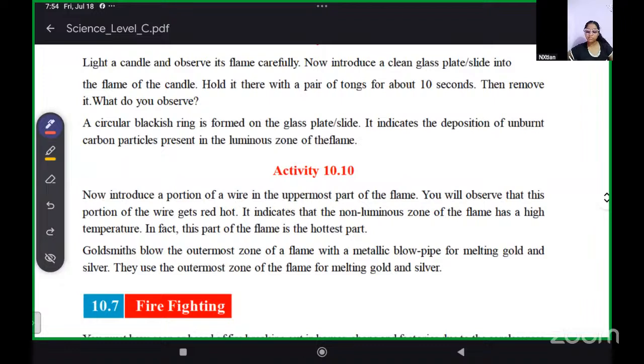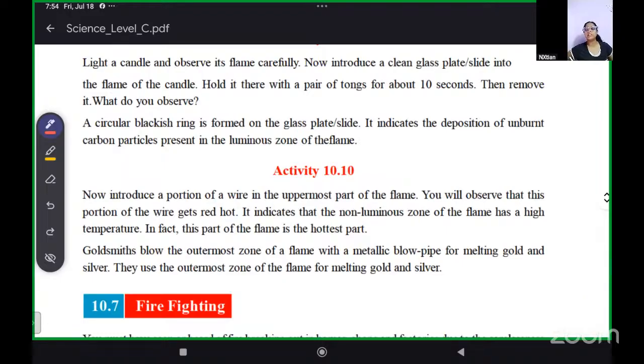Now introduce a portion of wire in the uppermost part of the flame. You will observe that this portion of the wire gets red hot. It indicates that the non-luminous zone of the flame has a high temperature. In fact, this part of the flame is the hottest part. If you put a wire in the outside part of the flame zones, it will become red hot.